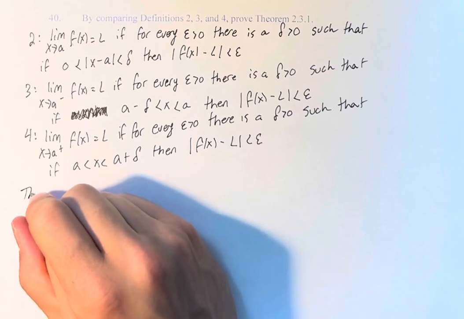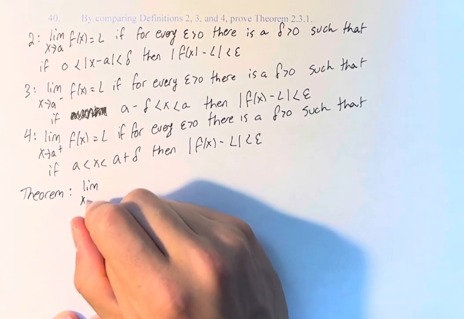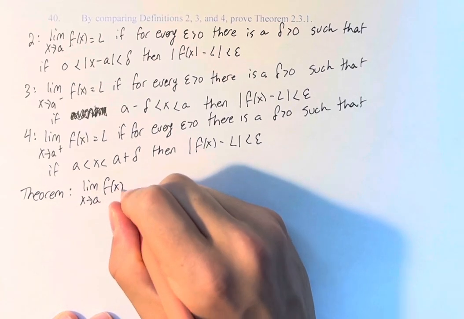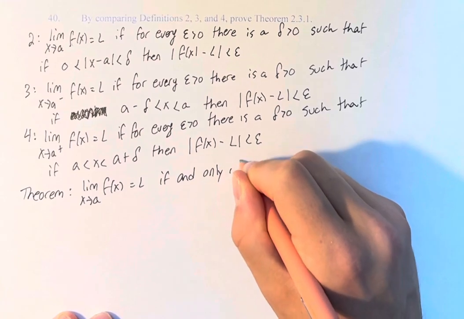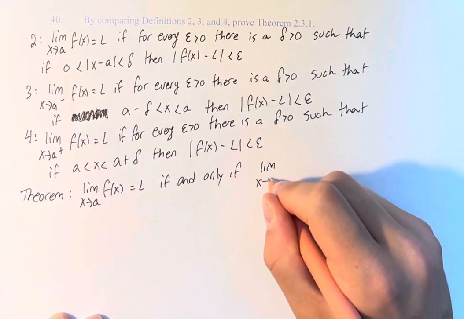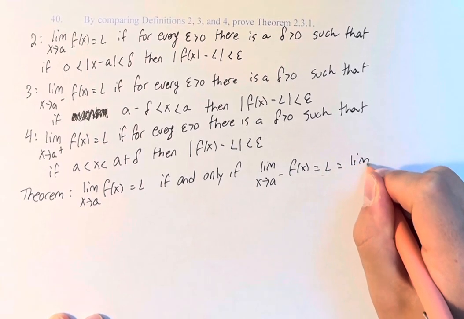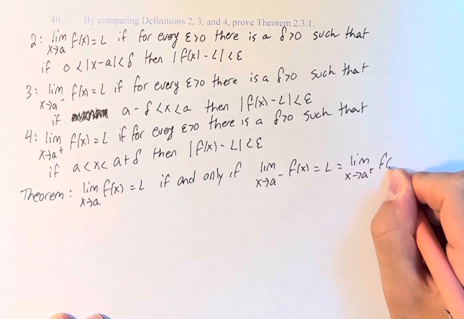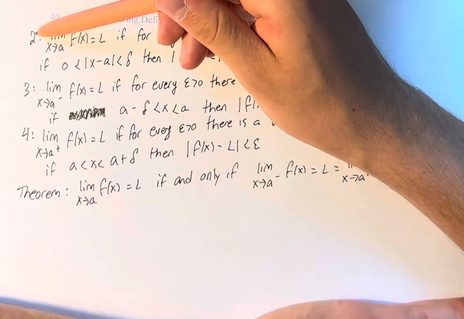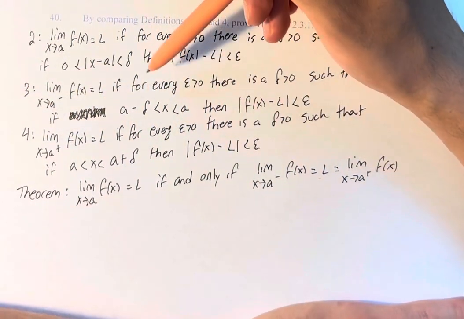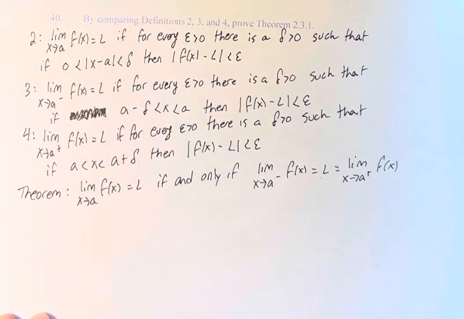And theorem 2.3.1 states that the limit as x approaches a of f of x equals L if and only if the limit as x approaches a from the left of f of x equals L equals the limit as x approaches a from the right of f of x. So it's basically saying that 2 is only true if 3 and 4 are true. Now, how can we turn 3 and 4 into 2?